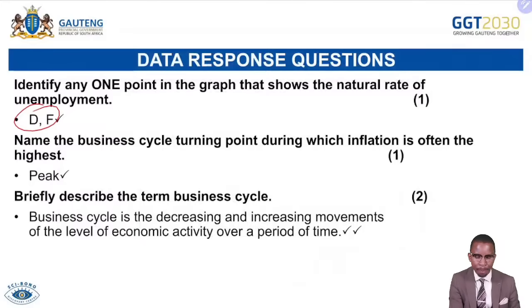Identify any one point in the graph that shows natural unemployment. Point D and point F both indicate natural unemployment. Then name the business cycle turning point during which inflation is often at the highest. That's the peak, because remember, at peak we say the economy is overheating. There's more money chasing few goods, so consumers are demanding more than what can be supplied by firms.